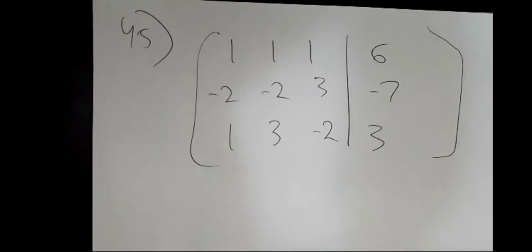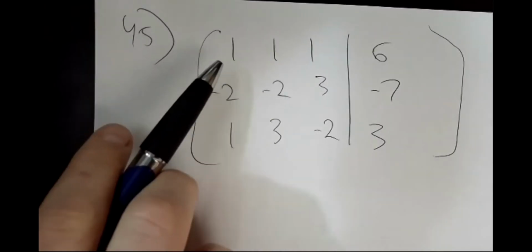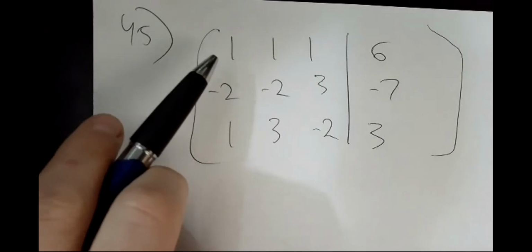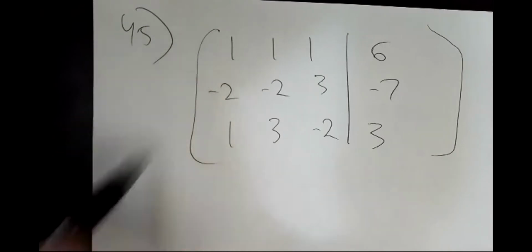So this is 45. I think if we just walk through it together is probably the best thing. Walk through 45 and 51. So the process is to get the 1 and then to get the zeros. So I got my 1. So where am I going next? What's the next operation?